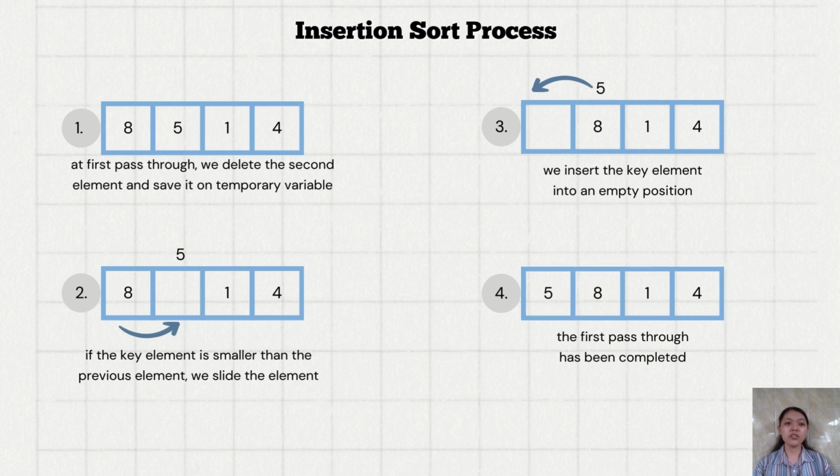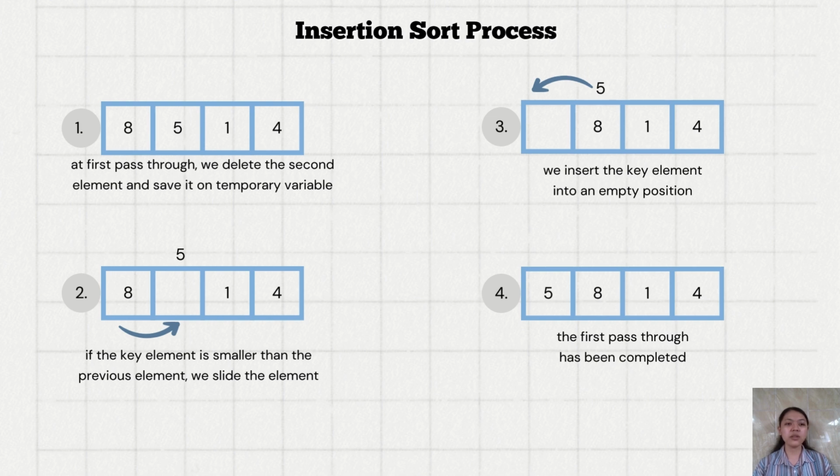Okay, now I will continue the presentation about the insertion sort process. We start with an unsorted array. There are 8, 5, 1, and 4. At the first pass through, we delete the second element and save it in a temporary variable.